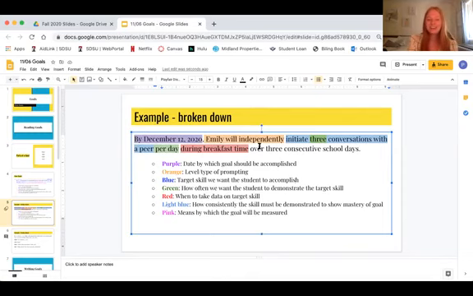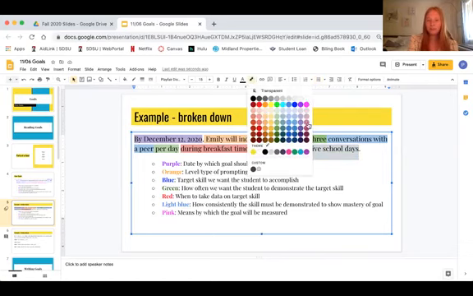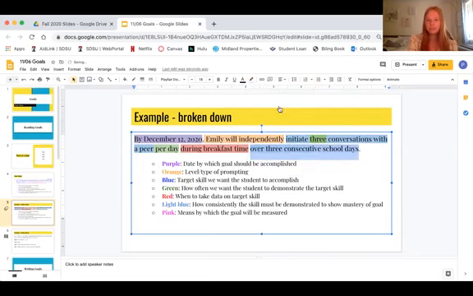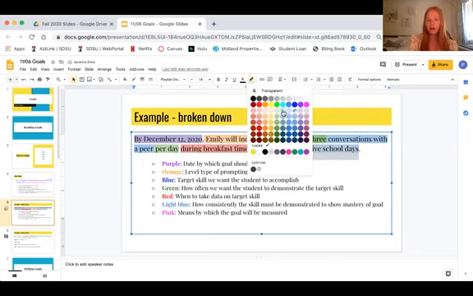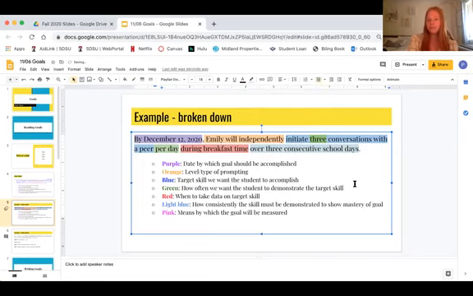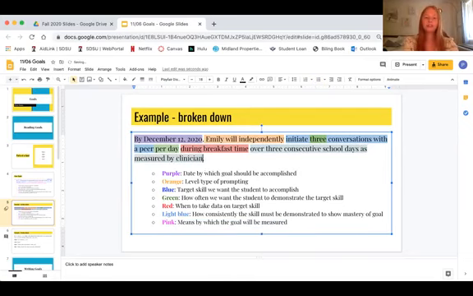Light blue, how consistently. So this is over 3 consecutive school days. We're going to make that a different blue, I believe. Actually, let's make it this nice aquamarine blue. Okay, that's more gray, whatever. And then pink means by which the goal will be measured. So I didn't include that part, but I should have. As measured by clinician data.